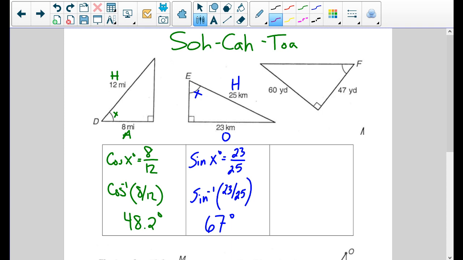And we're going to take a look here at angle F. There's my X at angle F. So we have 60 and 47. What are those two sides? Opposite is my 60, adjacent is my 47. So OA uses tangent. So tangent of my angle measure, X equals opposite 60 over 47. Again, inverse tangent now. 60 over 47. And what do we get in the calculator? Rounded up to 52 degrees.